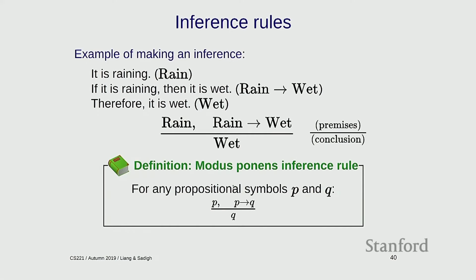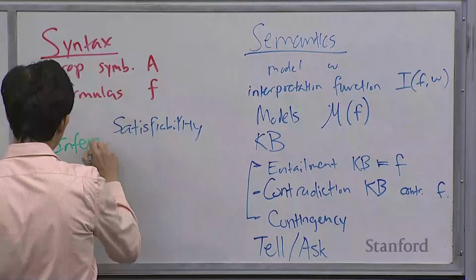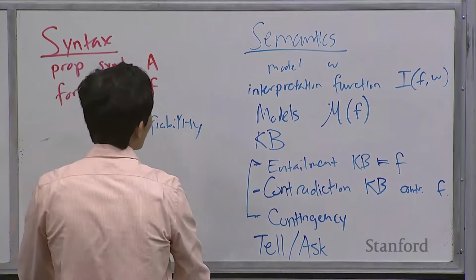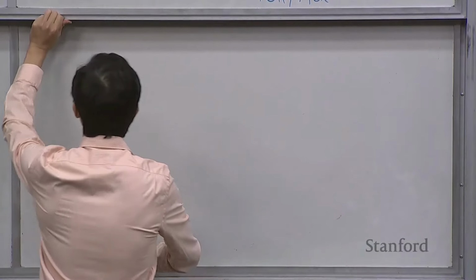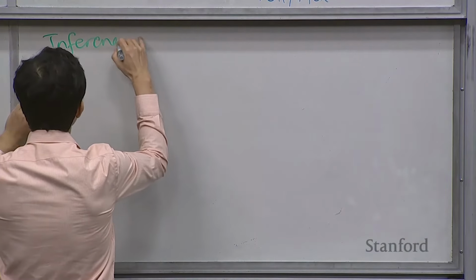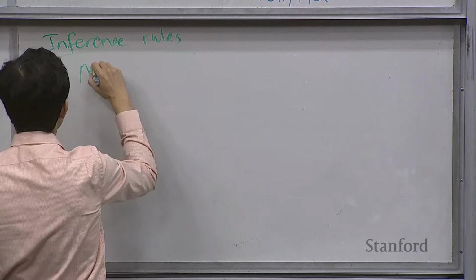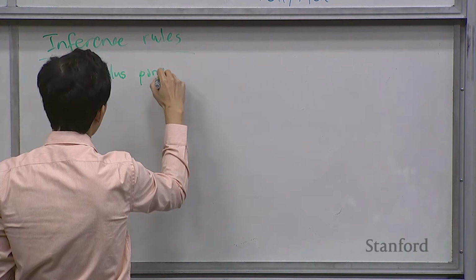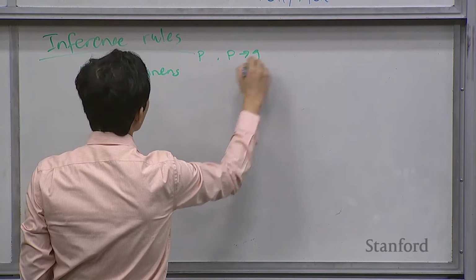This is an instance of a general rule called modus ponens. This says for any propositional symbols P and Q, if I have P and P implies Q in my knowledge base, then that entails Q. Okay? So let's talk about inference rules. Actually, let me do it over here since I'm going to run out of space otherwise. Okay, so modus ponens is the first thing we're going to talk about.